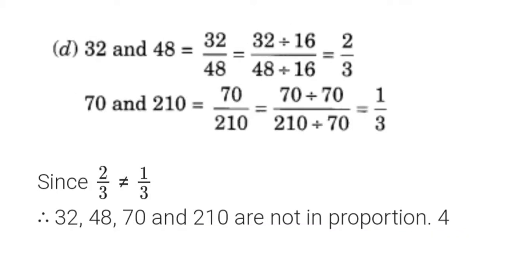Now you can see one more. Number D, 32, 48, 70 and 210. First we will find the ratio of the first two numbers, 32 and 48. Both are divisible by 16, so it will come 2/3. And the last two numbers, 70 and 210, are divisible by 70, so it will come 1/3. Now you can see here both are not equal. It means 32, 48, 70 and 210 are not in proportion.